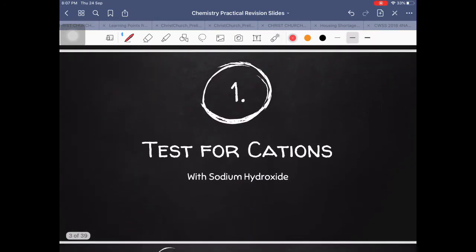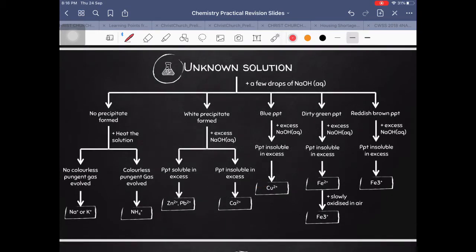Let's start with the test for the cations with sodium hydroxide. Add a few drops of sodium hydroxide to an unknown solution. You may or may not observe a precipitate. If there's no precipitate formed upon adding a few drops of sodium hydroxide, when you heat the solution and if there's no gas being evolved, this unknown solution would have contained the sodium or the potassium ions. But if there's gas evolved, this unknown solution contains the ammonium ions.